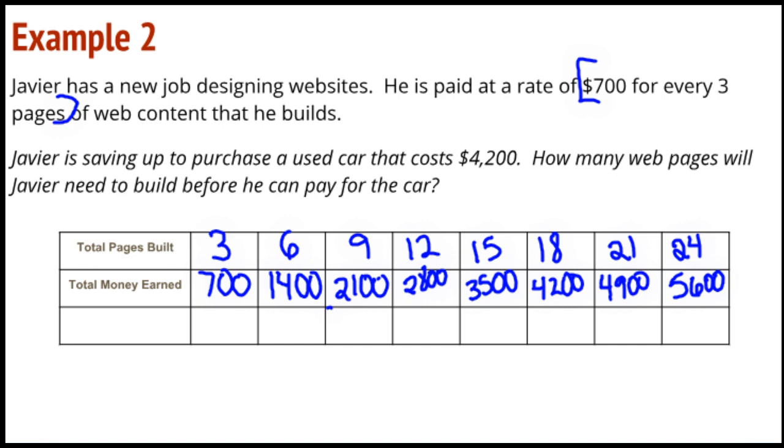And it says Javier is saving up to purchase a used car that costs $4,200. And how many web pages will Javier need to build before he can pay for the car? Well, it's great that I've got a table of equivalent ratios here because I can just read along here, and when I find $4,200, I can find the matching amount, and I can see that Javier is going to need to make 18 web pages before he has the $4,200. A little bit of careful erasing there.